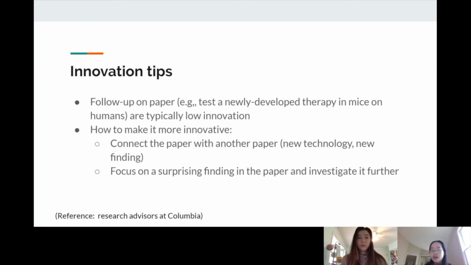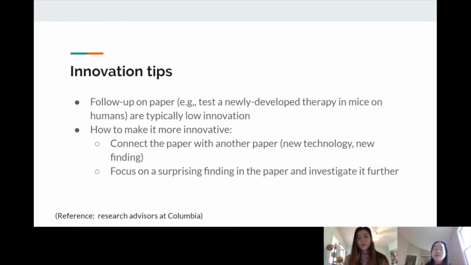And usually you can assume that the most obvious approach, the most obvious next steps after the publication of a paper, is already being taken by the group that published the paper. So when you have a follow-up on a paper, you want to be quite careful in elevating your innovation to make it more novel.